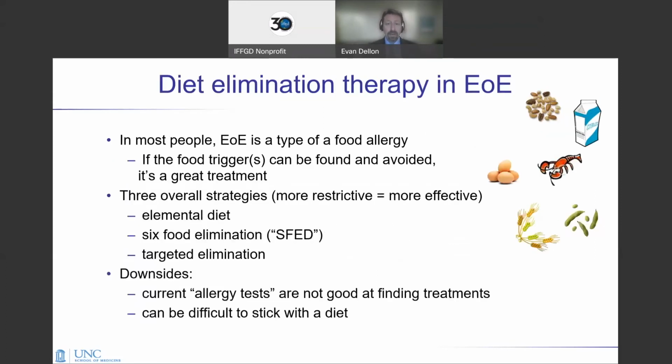Next would be dietary elimination therapy for EOE. Why do we think about this? Well, in most people, EOE is a type of food allergy. And if the food triggers can be found and avoided, this is a very nice treatment. There are generally three overall strategies.